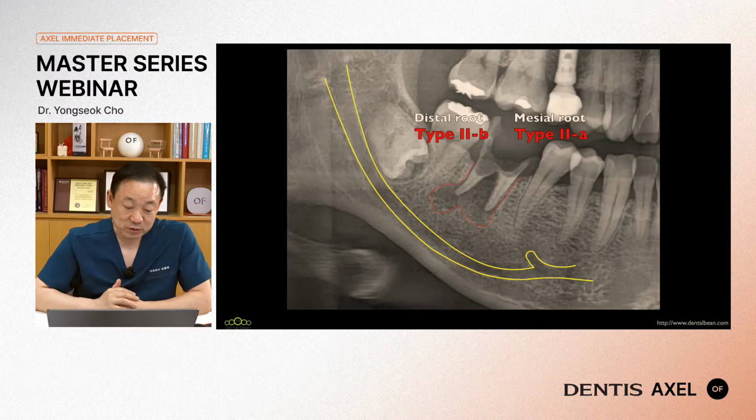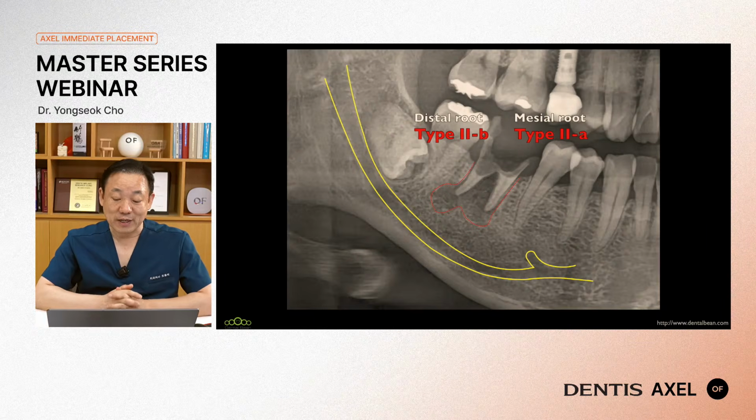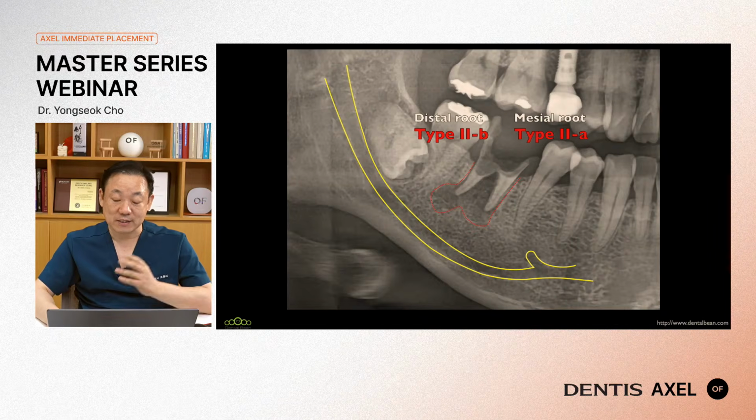For clinicians with limited experience, delayed implant placement would be a safe choice in this situation. If approximately 4 months are allowed for healing, implant placement can be performed more easily and safely.